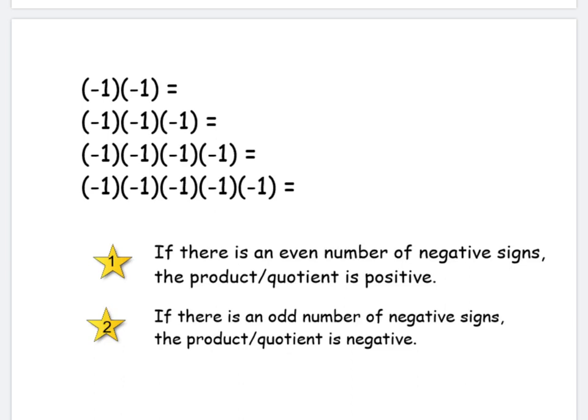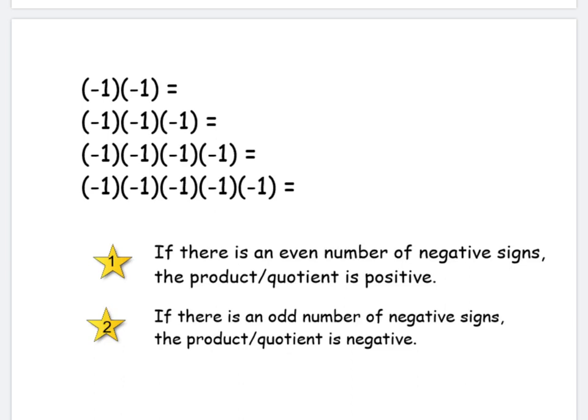So if you look at the screen where there are the stars, it tells you if there is an even number of negatives, then your product or your quotient is going to be positive. If there is an odd number of negatives, then your product or your quotient is going to be negative.